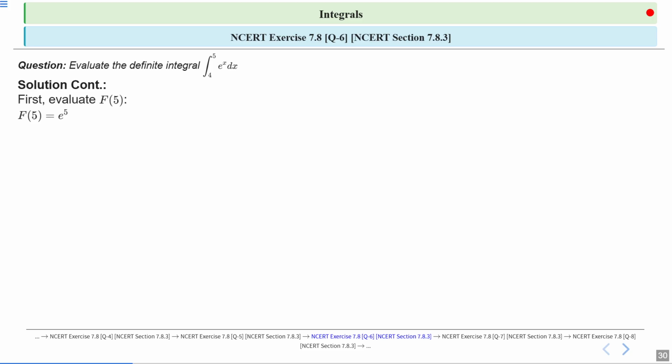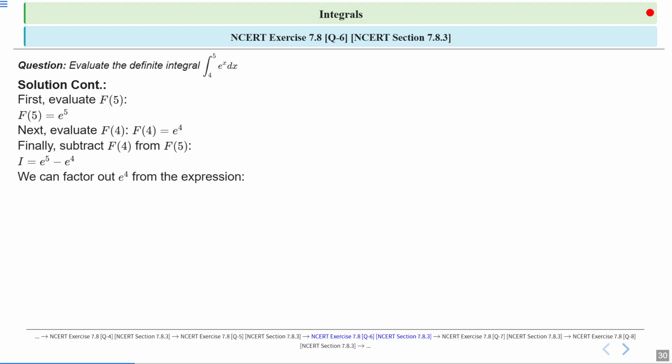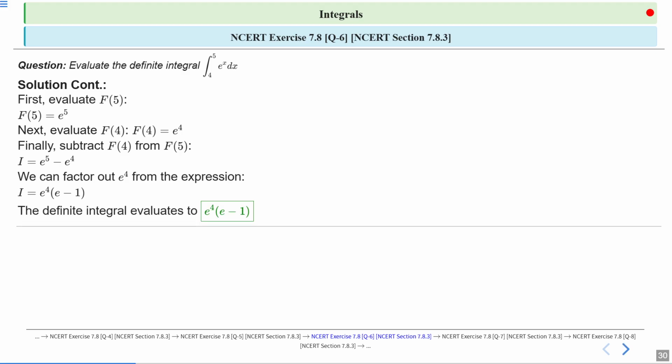So when we calculate f at 5, it is e^5 and f(4) is e^4. So finally subtracting f(4) from f(5), we get I is equal to e^5 minus e^4. So we can factor out e^4 from the expression. So I is equal to e^4 into (e minus 1). So the value of the definite integral is e^4 into (e minus 1).